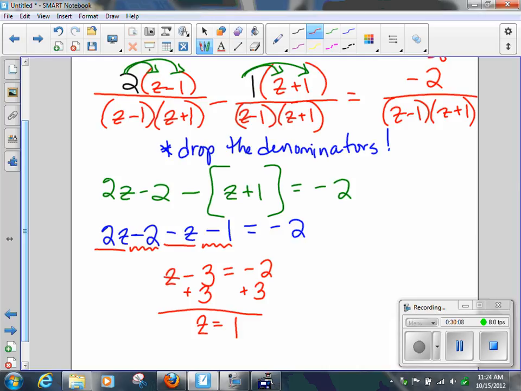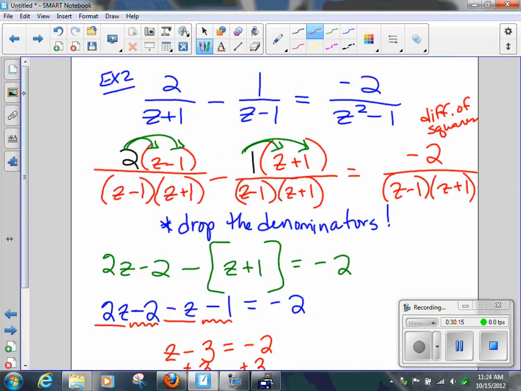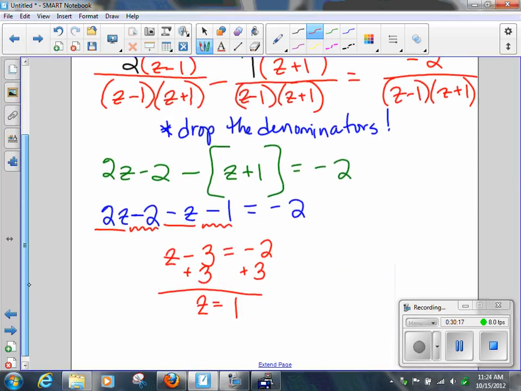What do we have to do? We have to go back to the top and check it. We have to check it. So, let's check it.